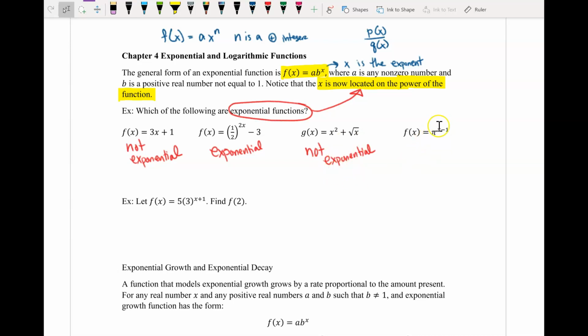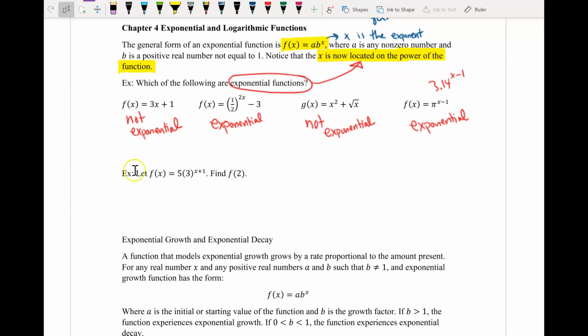And now we have this last one, pi. Pi is just a number, right? Like 3.14. And this is raised to the power of x minus 1. You can see that the x is in the exponent. This will be considered an exponential function. All right. So to make it a little clearer, the x has to be in the exponent in order to be considered exponential.